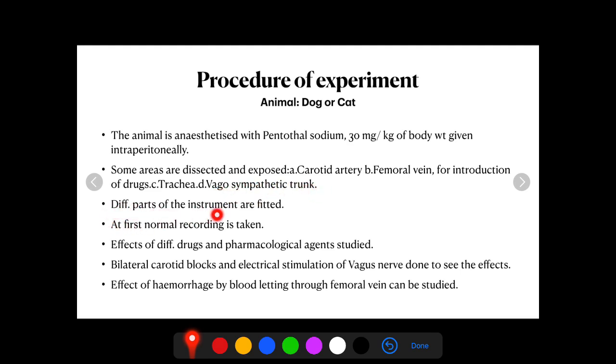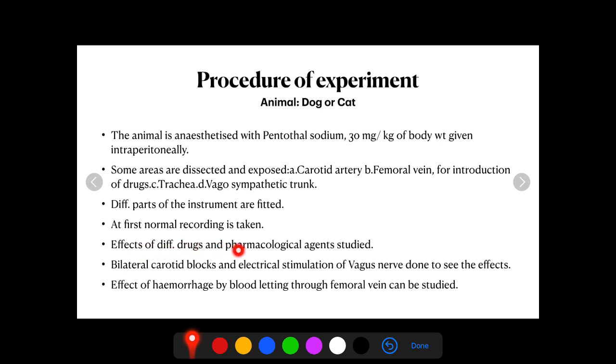Now, different parts of the instruments are fitted, such as the tracheal cannula, which is introduced into the trachea, and the carotid cannula, which is introduced into the carotid artery, and all the necessary connections are made. At first, the normal recording is taken because there are variations of blood pressure under physiological conditions, and that should be recorded first.